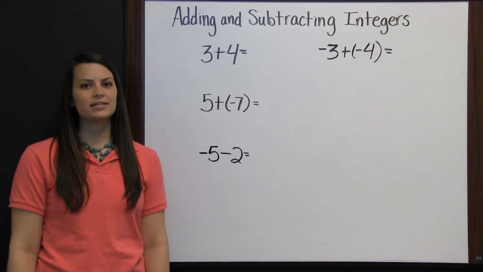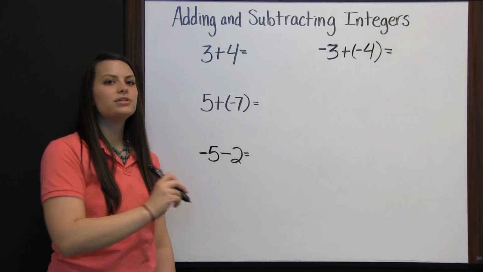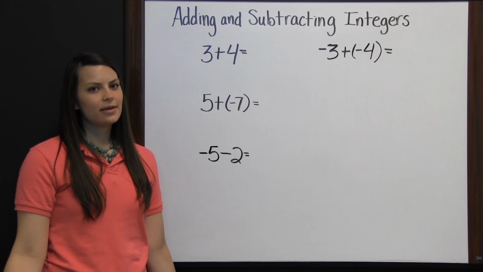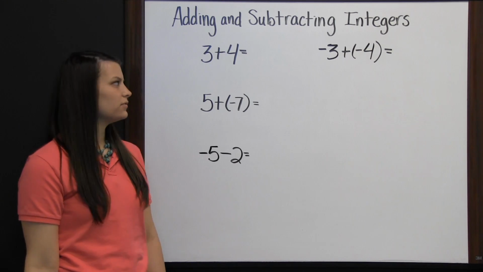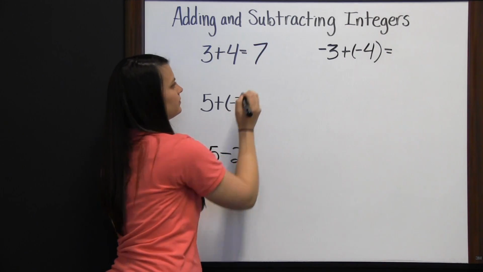Adding and subtracting integers. When adding two positive integers together, the rules are simple. You add them and you'll always get a positive result. 3 plus 4 is 7.